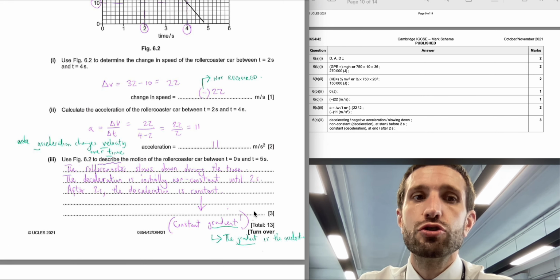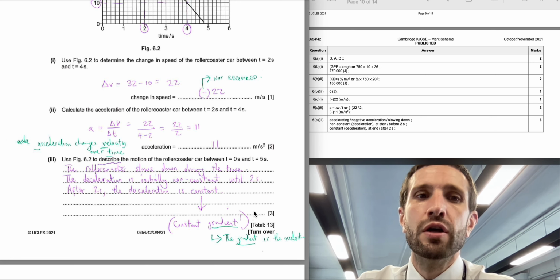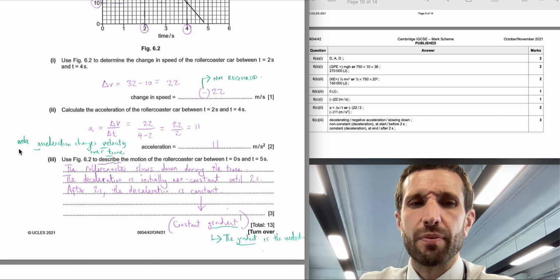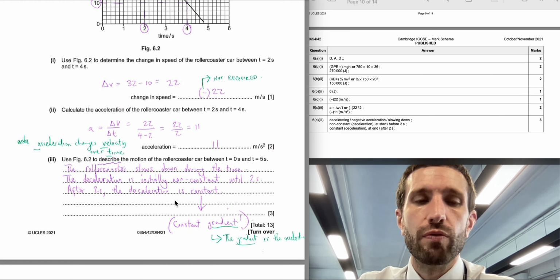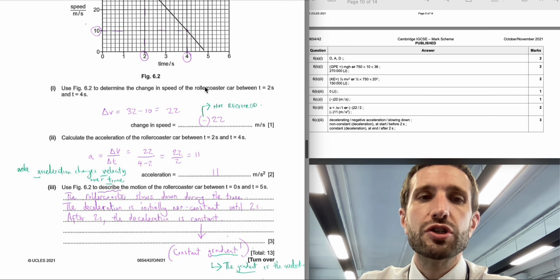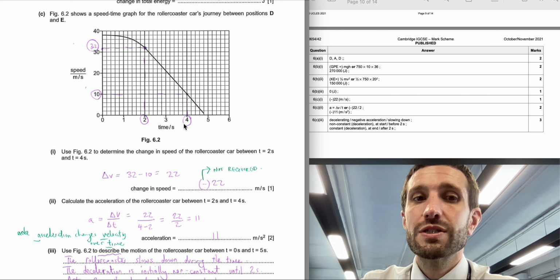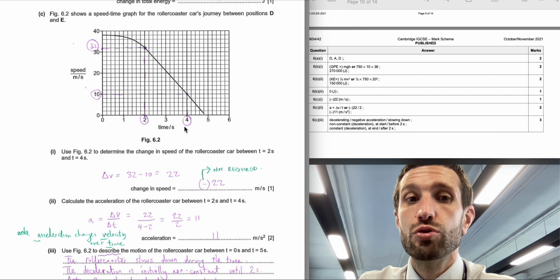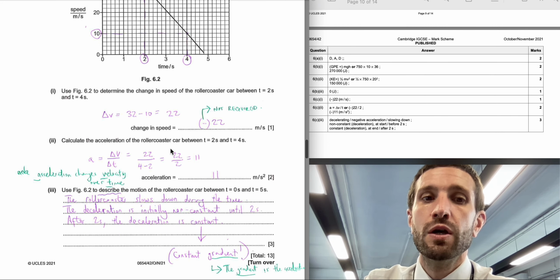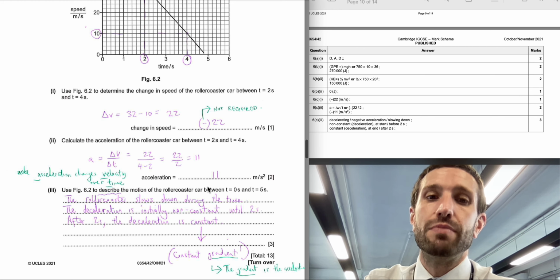You're then being asked to calculate the acceleration of the roller coaster. Now, I've had a go at trying to come up with a mnemonic, not happy with it. Acceleration changes velocity over time. Well, actually, not bad. I'll give myself a 7 out of 10 for that one. We've got a change in v, which was calculated in the previous question, and we've got a change in time. Now notice, key point, we don't use the number 4 here because the time hasn't changed by 4. The time has changed by 2 plus 2 equal 4. So therefore, 2 seconds is going to be our time on the bottom there. We've got 22 divided by 2 equal to 11 meters per second squared.